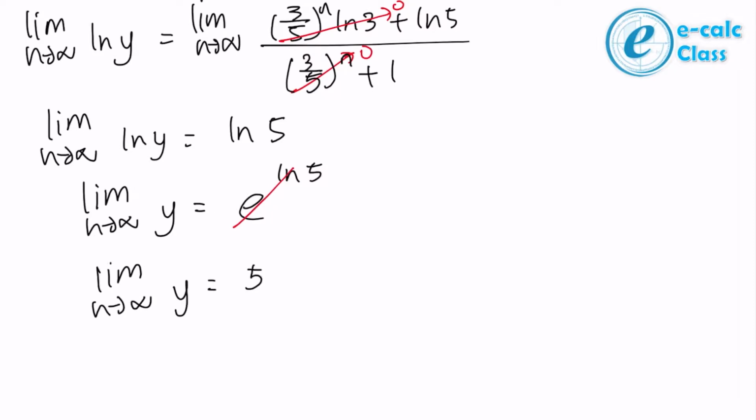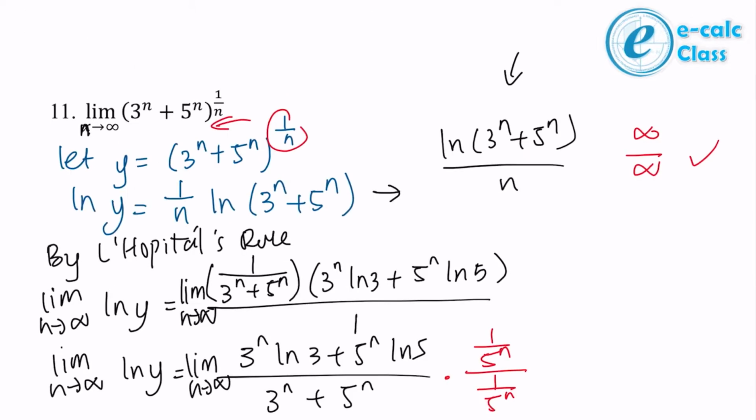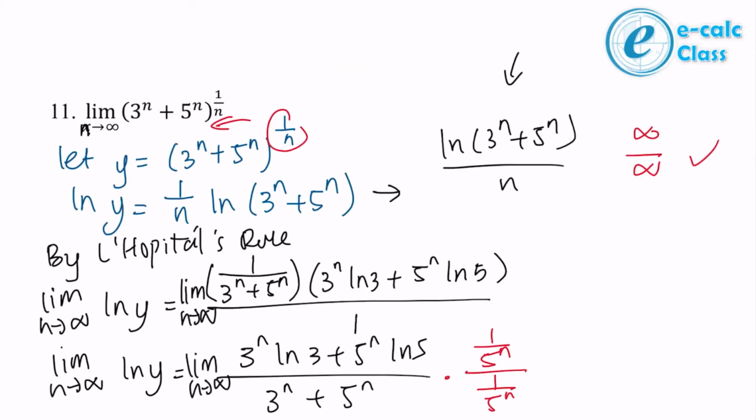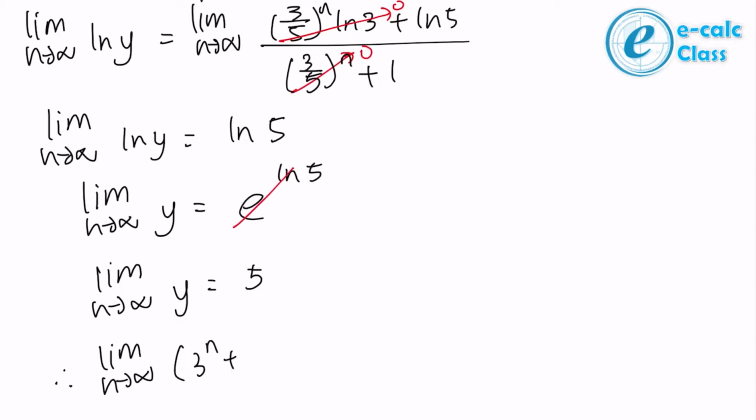Y equals 5. And that's it. That's the answer, because your y is the question, isn't it? So I will write: the limit as n approaches infinity of the question, (3^n + 5^n)^(1/n), equals 5. Finish. Wow, this is a very interesting question.